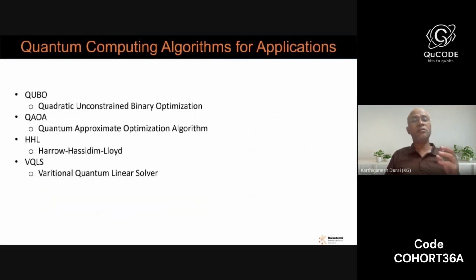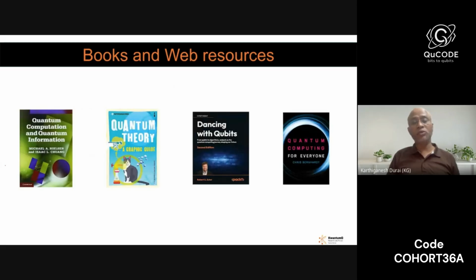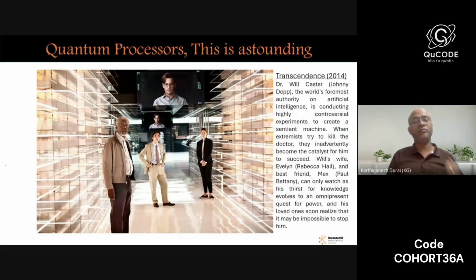Then some application algorithms, predominantly optimization algorithms like QUBO, QAOA, HHL, VQLS. Then comes quantum machine learning. Then there are many books, and this is my favorite recommendation to watch this movie.